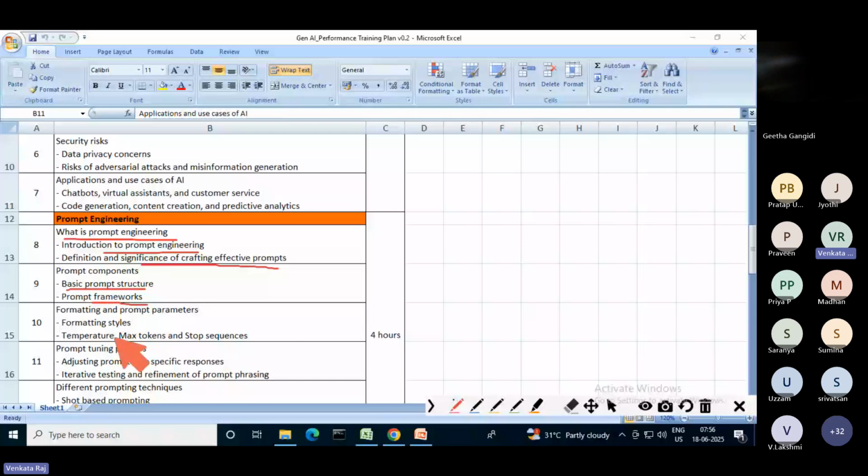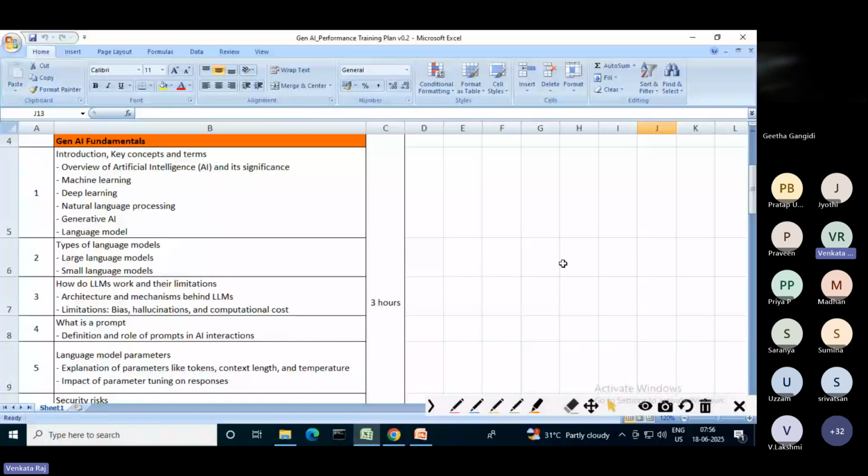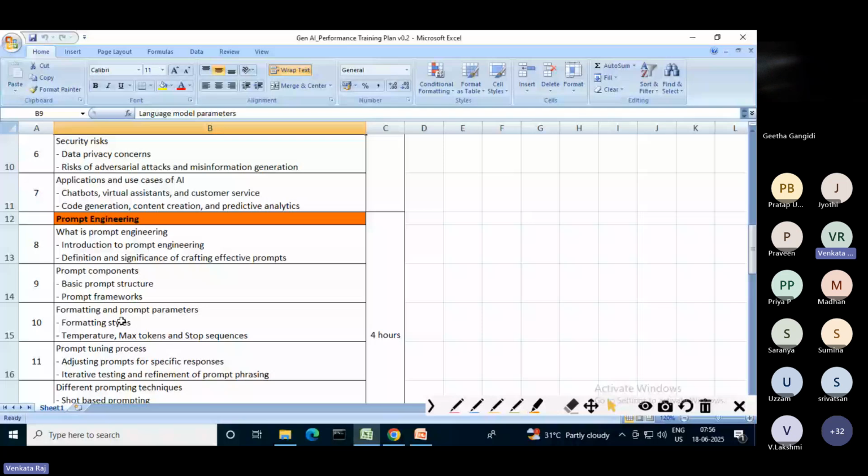Then there can be different formatting styles while writing the prompts. There can be different parameters, like previously I told you, right? There are different language model parameters. See here, language model parameters, right? So those language model parameters, we are going to see how to use them in our prompts. So how to write the prompts with the formatting styles, how to write the prompts with the different parameters, and what are these parameters? We will understand them, right? What is the significance of these parameters?